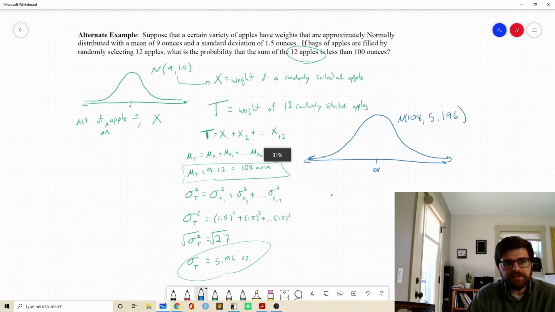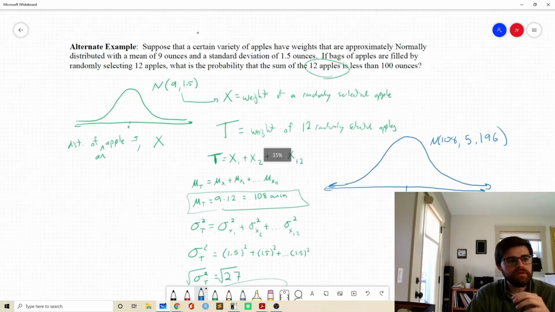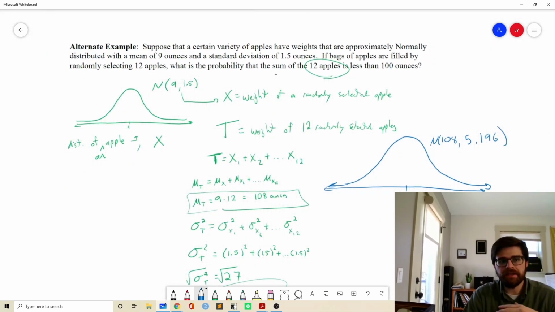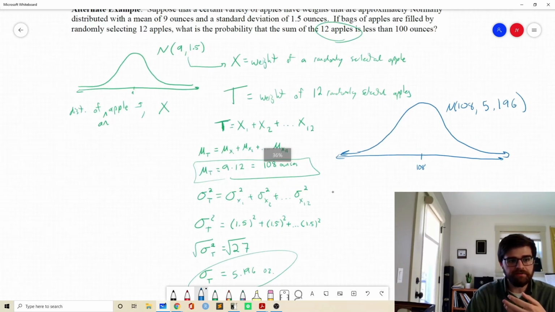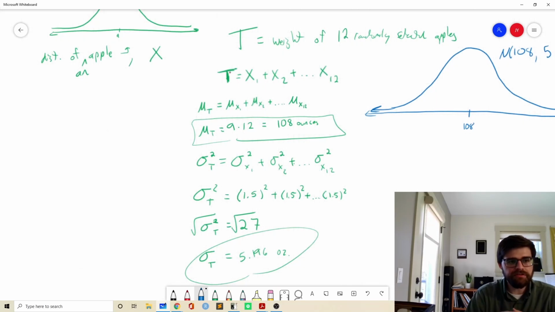So again, what we did here is we wanted to know if a single apple has a normal distribution with a mean of 9 and a standard deviation of 1.5. We can use that information to find the distribution of a whole bag of apples, which would be 12 of these randomly selected apples. So to get this distribution, we add 12 versions of this random variable x. To find the mean, we just simply add the mean over 9 times. So we found that pretty quick.